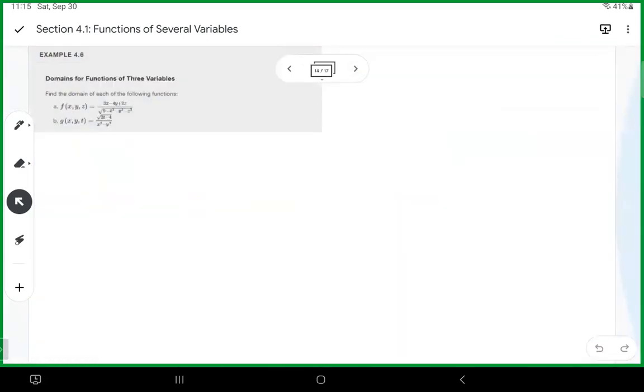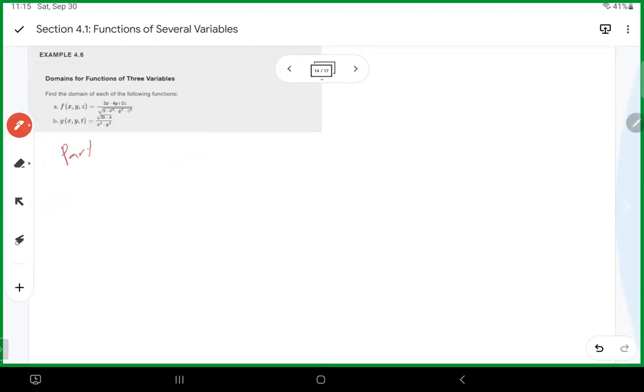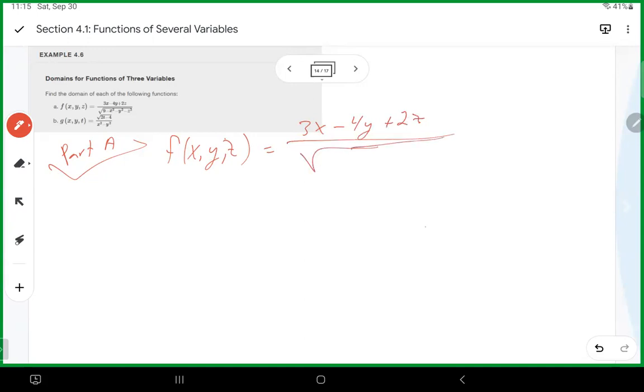Okay, so part A. Domains for functions of three variables. Find the domain for each of the following functions. So we're given f of x, y, z as 3x minus 4y plus 2z over the square root of 9 minus x squared minus y squared minus z squared.